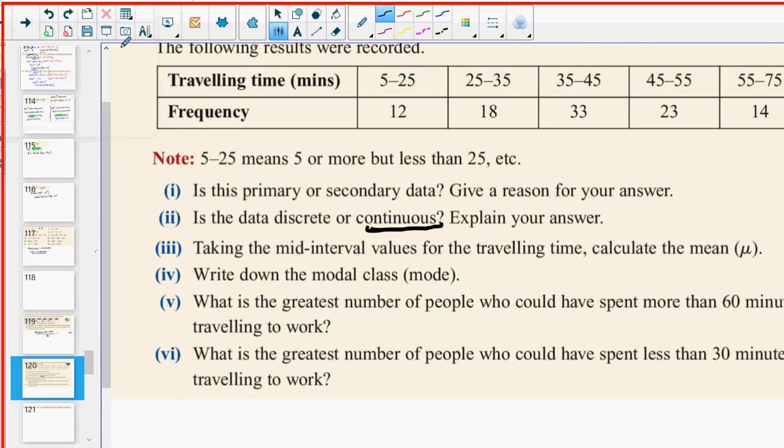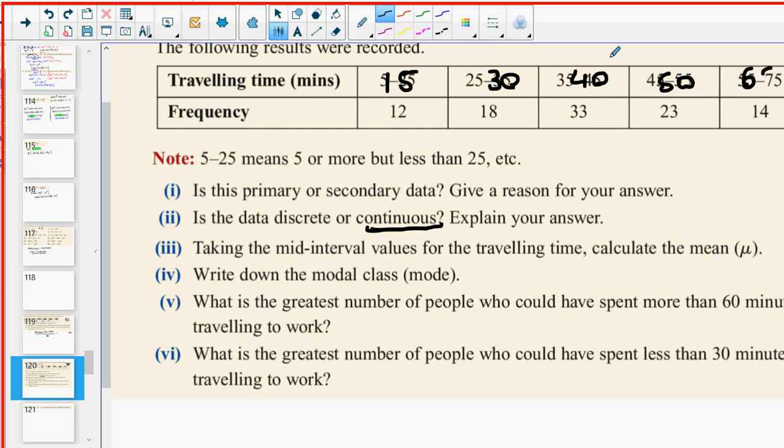Next thing, mid-interval values. 15, 30. What's that? 80 divided by 2. 40, this one, 50, and then the next one, 60. 65, is it? Oh, man, I'm losing it. Oh, it's 65, yeah.